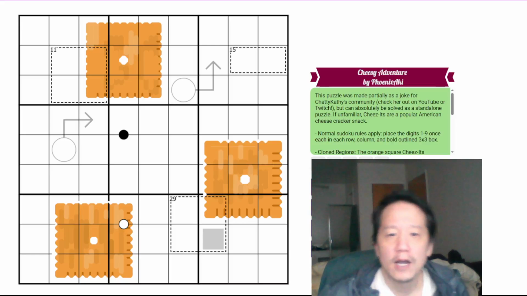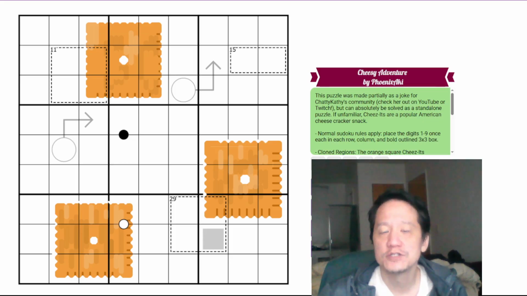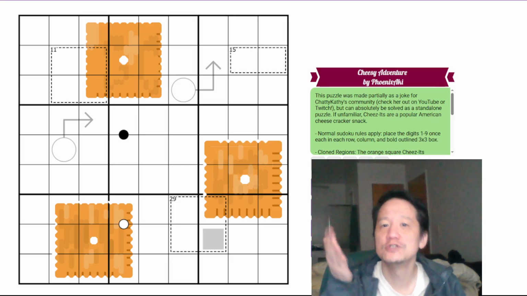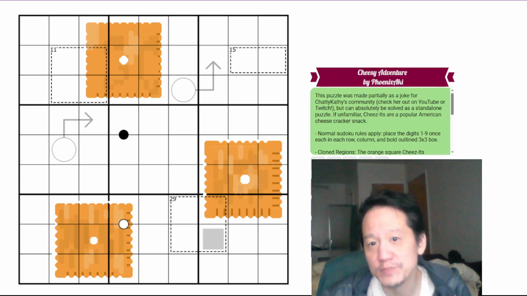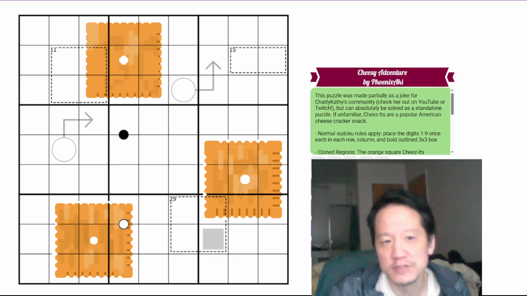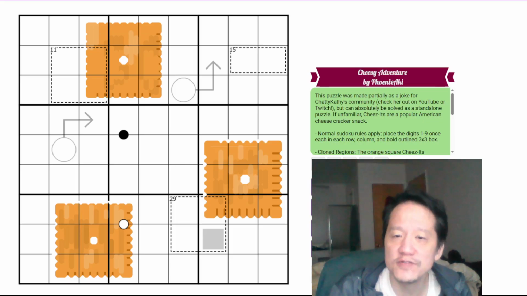Hello everyone, I'm Frank and welcome to Learn How to Sudoku, where we take a very easy variant Sudoku puzzle and we break it down in detail so that you can learn how to Sudoku. Today's very easy puzzle is called Cheesy Adventure by Phoenix Aki, and here are the rules.